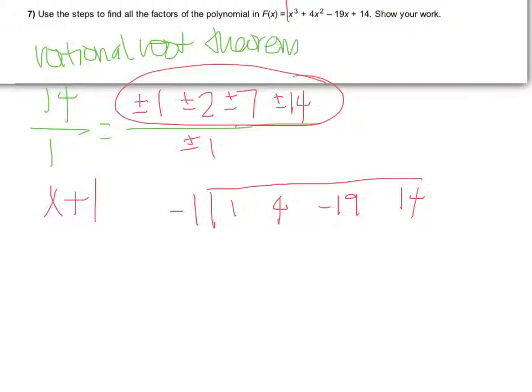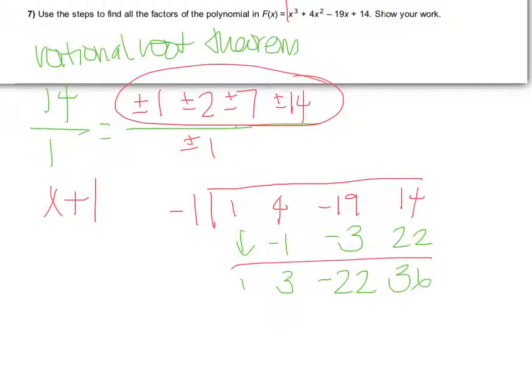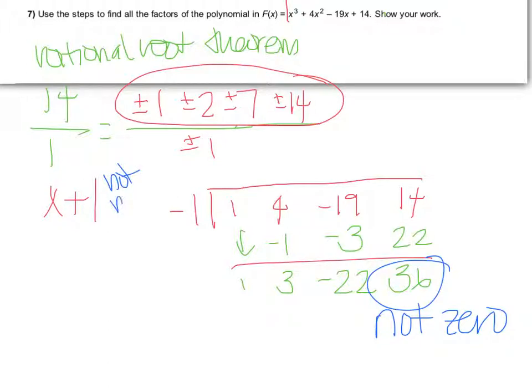So I'm going to bring down my 1. -1 times 1 is -1. 4 minus 1 is 3. -1 times 3 is -3. -19 minus 3 is -22. -1 times -22 is +22. And 14 plus 22 is 36. So since this is not 0, that tells me x plus 1 is not a root. So I can take off that one.